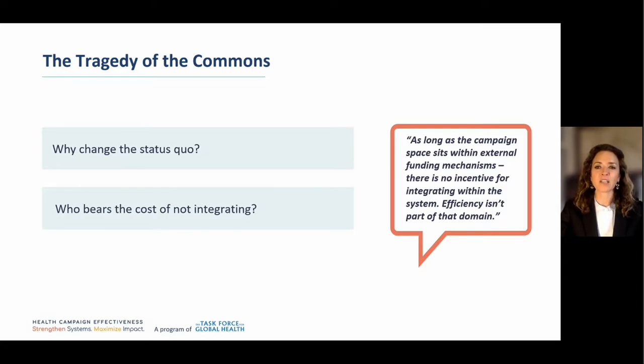For donors or siloed funding channels, the financial cost or financial inefficiency is borne by the multiple channels. Each distinct channel does not see the inefficiency. And for country governments and vertical programs, they're not feeling the inefficiency either if campaigns are primarily donor funded and there are no opportunity costs to the government for that donor funding. The quote is quite powerful. As long as the campaign space sits within external funding mechanisms, there is no incentive for integrating within the system. Efficiency isn't part of that domain.